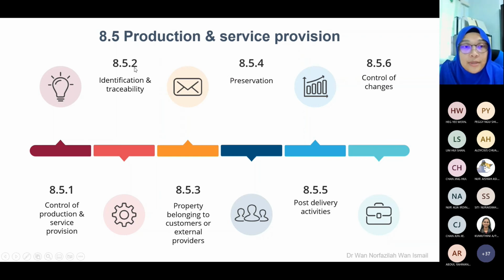And 8.5.2, identification and traceability. Okay, so for identification and traceability, if you provide product or service to your customer, how you give the identity to your product and service. Okay, sometimes we can use code number. Code number ni, for example, if you go to library, kalau you nak cari buku, you kena tengok coding number tu kan? Betul tak?